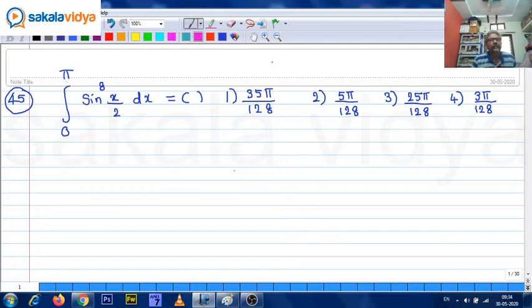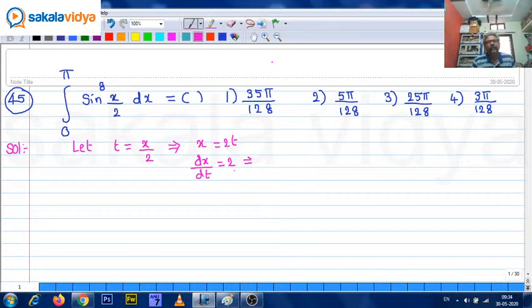Integral 0 to pi, sine of x by 2 all to the power of 8 dx. First we need to change x by 2 as x. So now the solution: let us say t equals x by 2. Now x equals 2t, dx by dt equals 2. Now dx is replaced by 2 dt.